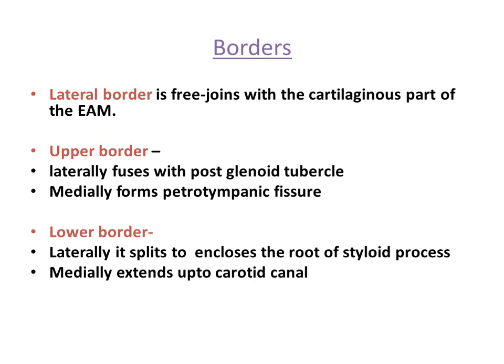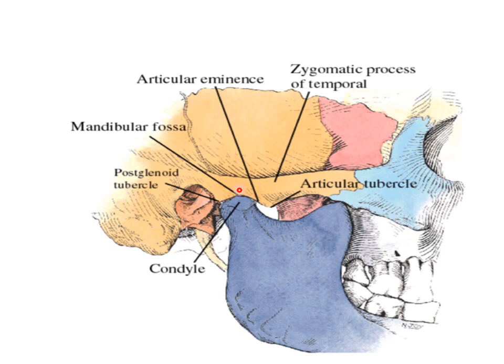Lower border, laterally it splits to enclose the root of the styloid process and medially it extends up to the carotid canal. This is the postglenoid tubercle, where the lateral part of the upper border fuses with the postglenoid tubercle.